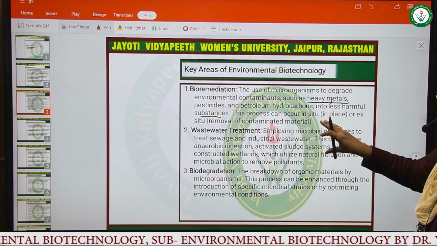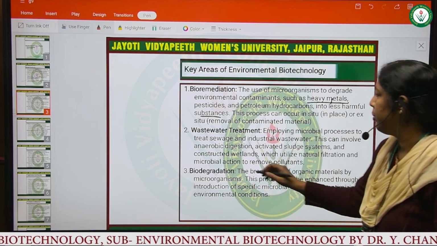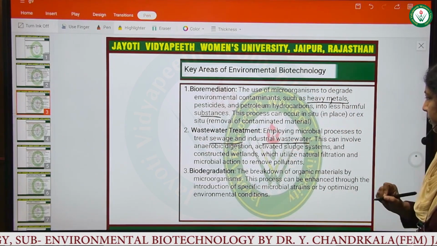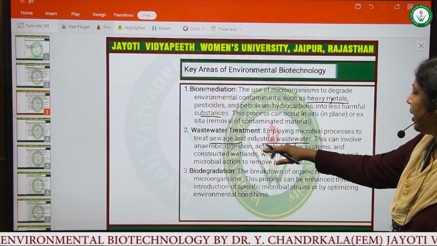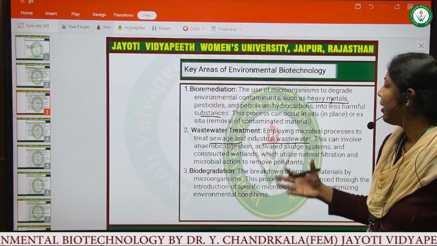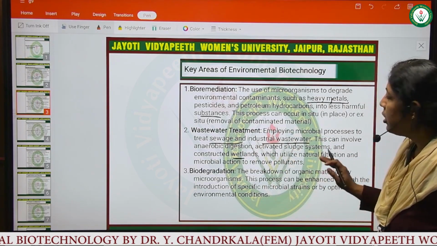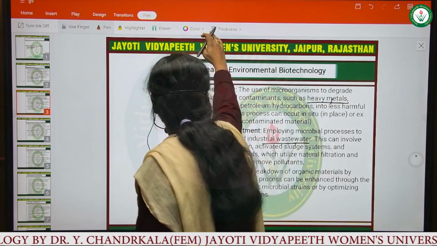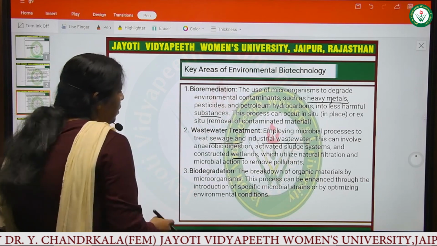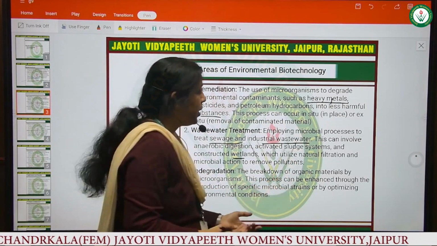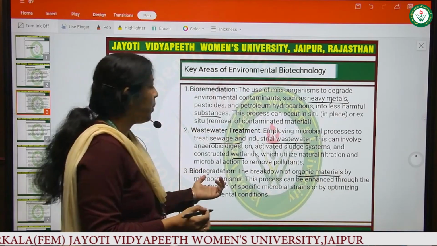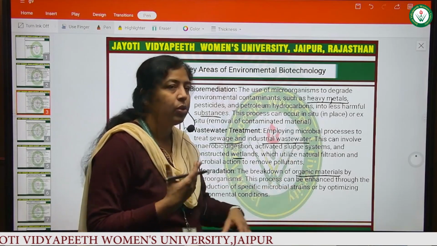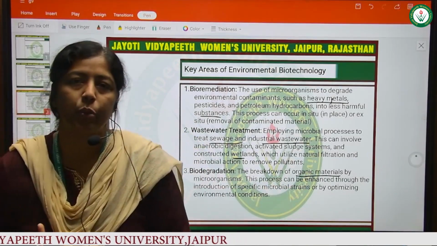Wastewater treatment, like employing microorganisms to treat sewage and industrial wastewater. It involves anaerobic digestion, and we can use sludge systems and construct a wetland. All those aspects can be used to make a wastewater treatment plant. Then comes biodegradation, the breaking down of organic matter by microorganisms, enhanced through the introduction of different species or strains appropriate to that particular environment.